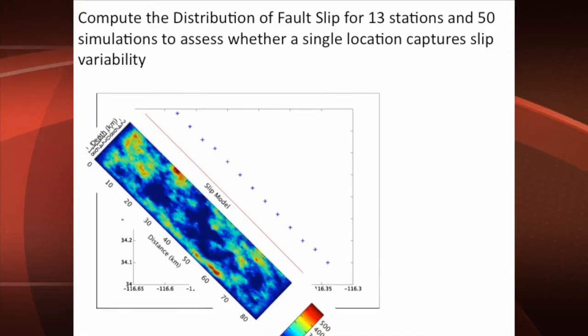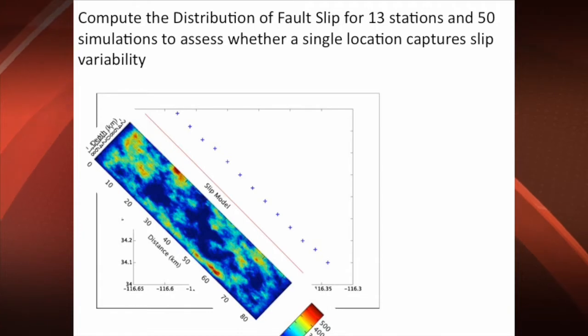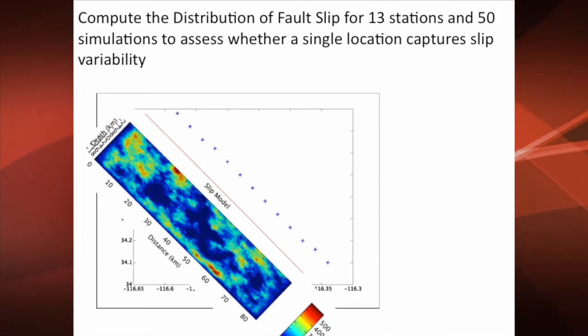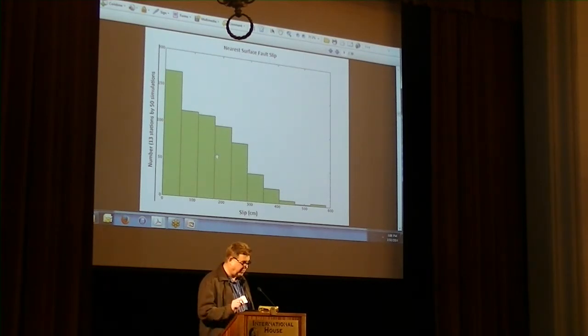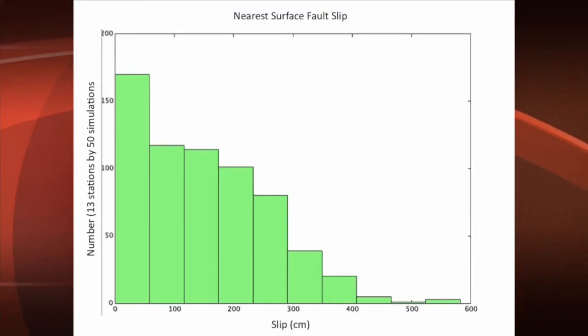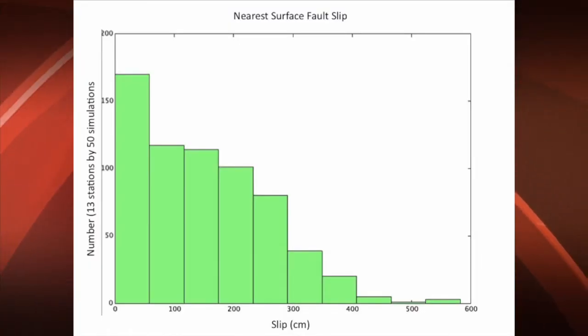Okay, so what I did is I put some fictitious stations in here and computed the same parameter. And this is showing the distribution for the 13 stations by 50 realizations for surface fault slip. This is the closest point on the surface only. And so we have a lot of very small values near the station, and there's a fairly wide tail out to just about 6 meters of surface slip. And so that's for all 13 stations.